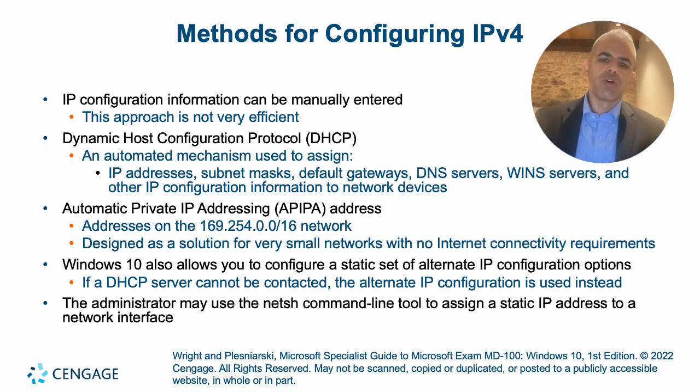Windows 10 also allows you to configure a static set of IP configuration. So you have a choice of using DHCP if you have a very large network and setting up a DHCP server that assigns these IPs, or you can have a static IP where you decide to go in and do it manually. Okay. In order to assign an IP, you can use something called netsh, and that allows you to assign a static IP to a network interface. It's actually one of the things that we'll be doing in our labs.